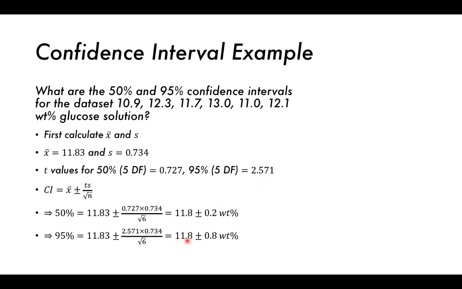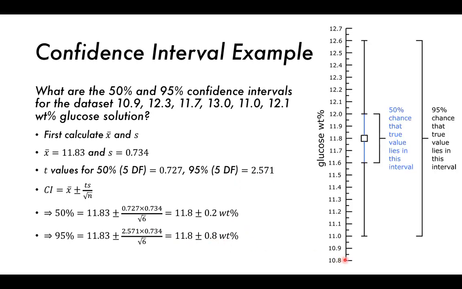And so that means that it's going to be 11.8 plus or minus 0.8 weight percent. And so we can look at this on a number line where we have glucose weight percent along the left-hand side, and we can see that this is our mean value, about 11.8. Then for the 50% interval, we have this narrow range here, but for the 95% confidence interval, we have a much, much larger range inside of which we are confident we can find the true mean.